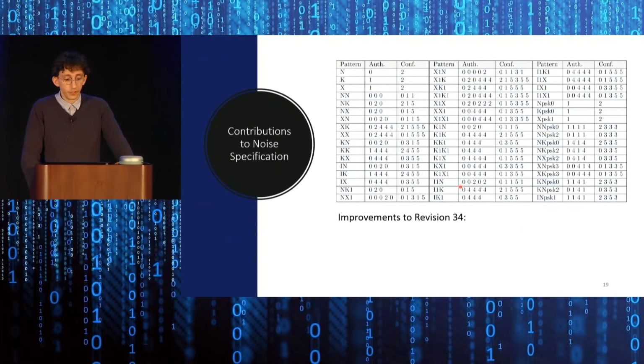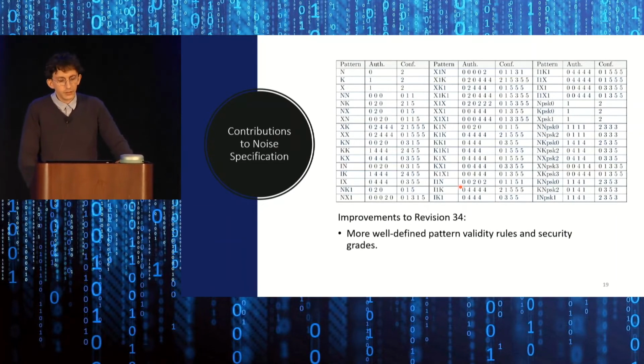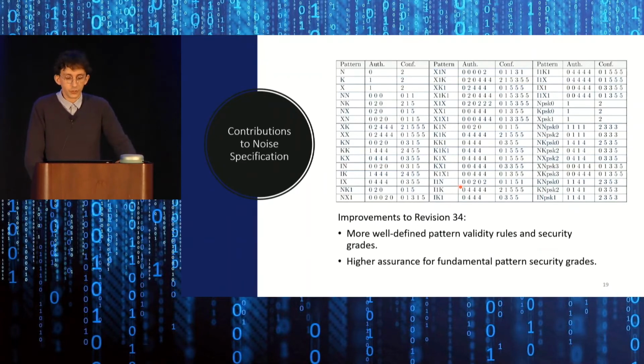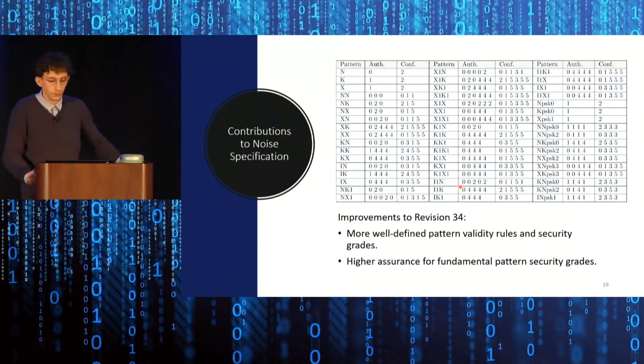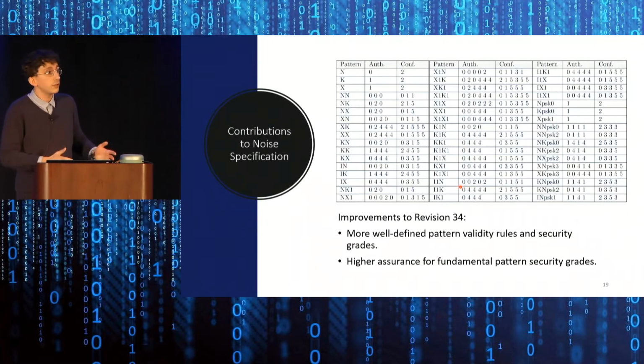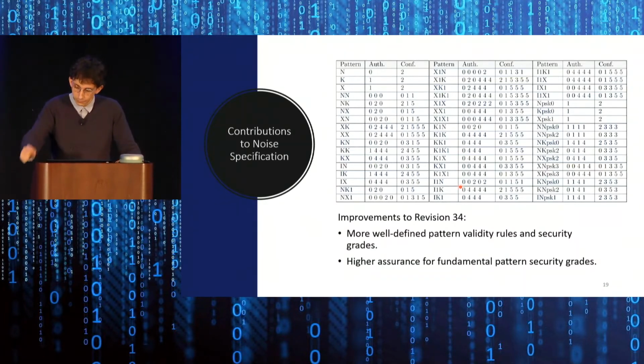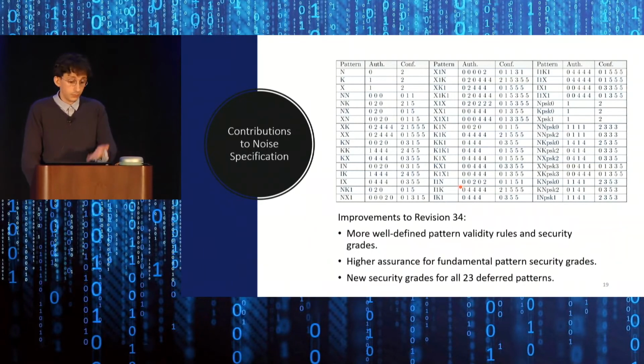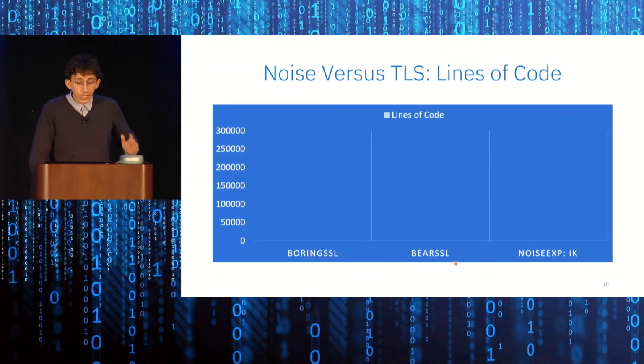So we also contributed some improvements to revision 34, which is currently the latest revision of the Noise Protocol Framework. And we now have more well-defined pattern validity rules to help avoid misunderstandings. And we also, of course, have higher assurance for fundamental pattern security grades, based on the fact that all of these grades being assigned are now related to actual formal verification, not just Trevor and his team manually determining for every one of them what the correct grade is. And we added security grades for 23 deferred patterns. But I want to talk about something else that's very interesting.